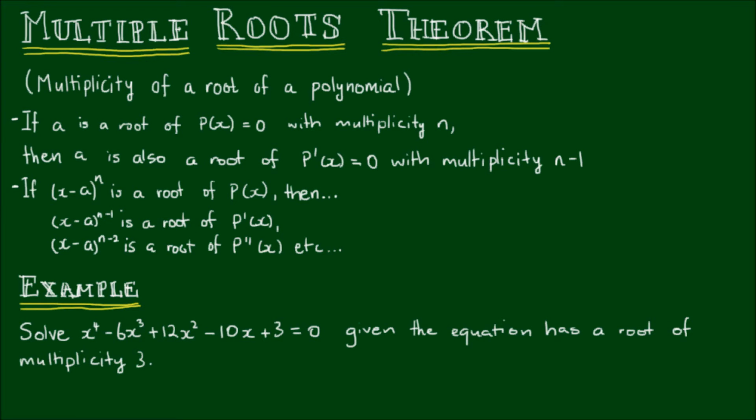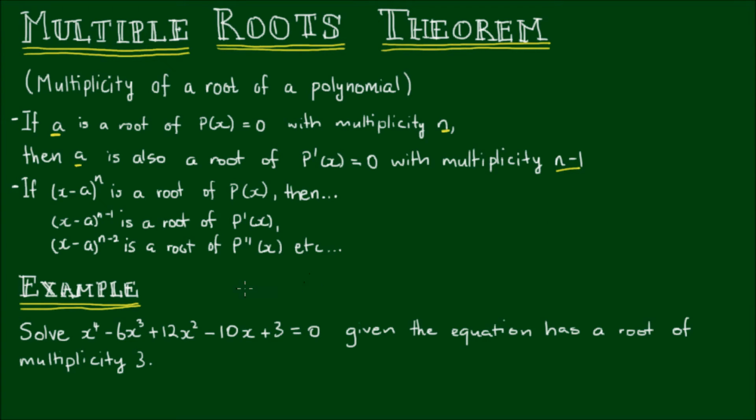Alright, in this video we are going to cover the multiple roots theorem of polynomials, or the multiplicity of a root of a polynomial. And again, this is a very simple theorem that says if a is a root of the polynomial p of x equals 0 with multiplicity n, so a is a repeated root that repeats n times, then a is also a root of the first derivative of p of x equals 0 with multiplicity n minus 1. So a is a repeated root of p prime x, and it repeats n minus 1 times.